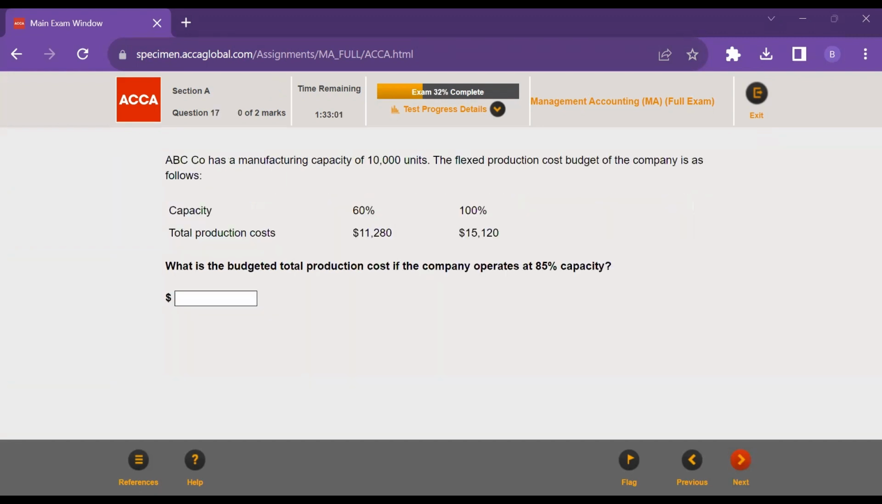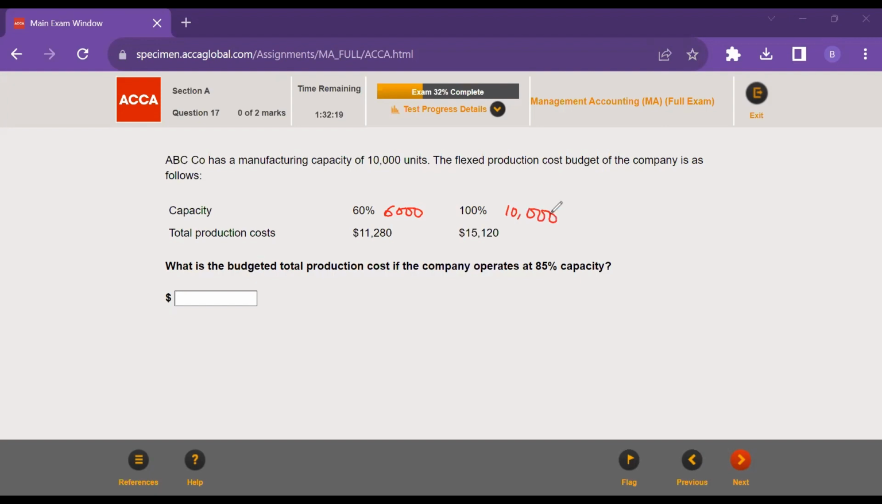So now let's move on to the next one. ABC company has a manufacturing capacity of 10,000 units. The flex production cost budget of the company is as follows. So at the capacity of 60%, the production costs are 11,280, and at 100%, it is 15,120. So how will we find out the difference over here? We are also given that the maximum capacity is 10,000 units. That means at 100%, I am producing 10,000 units, and at 60%, I am producing 6,000 units. So let's work out our calculations. So this is 6,000 units and this is 10,000 units.